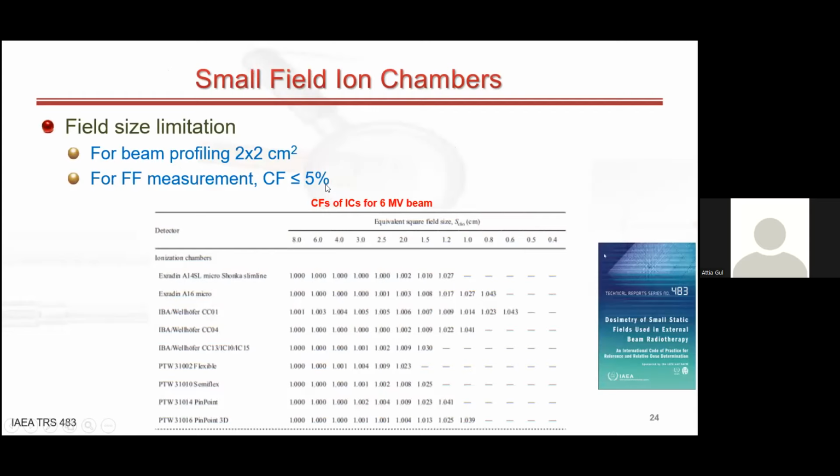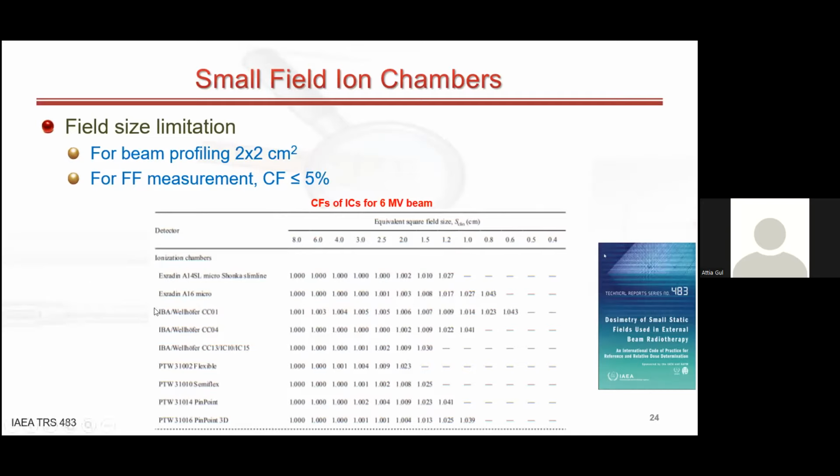And there are some limitations for small field ion chambers, that is, field size limitation. For beam profiling, the smallest field size that can be measured with ion chambers is 2 by 2 centimeter square for most of the micro ion chambers. And for field factor measurement, we can use a small field ion chamber only if its correction factor is less than 5%, as I have already told in a previous slide, telling about the criteria of choosing detector.